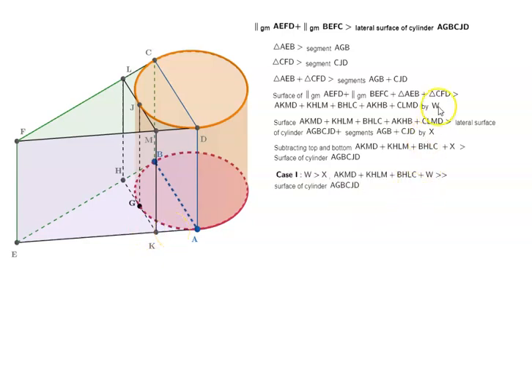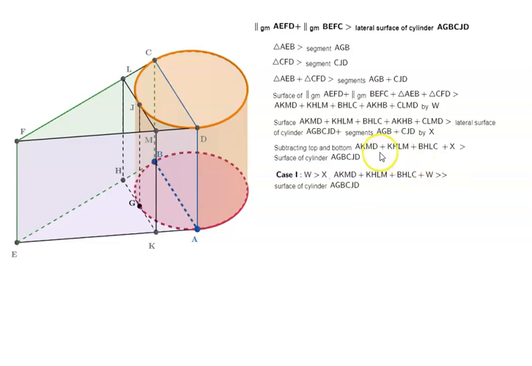Now we have W, we have X. There are two cases. W is either greater or less than X. So let's take the first case where W is greater than X. Now in this case, AKMD plus KHLM plus BHLC plus W. W is the difference between the total solid and this solid, and it is going to be much, much greater than the surface of the cylinder AGBCJD.